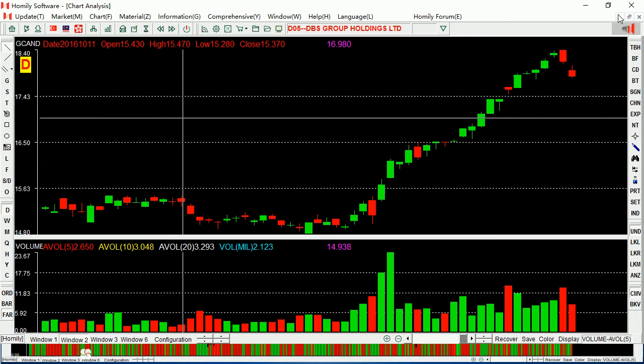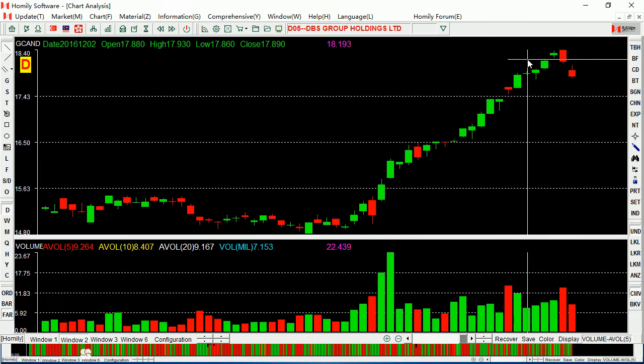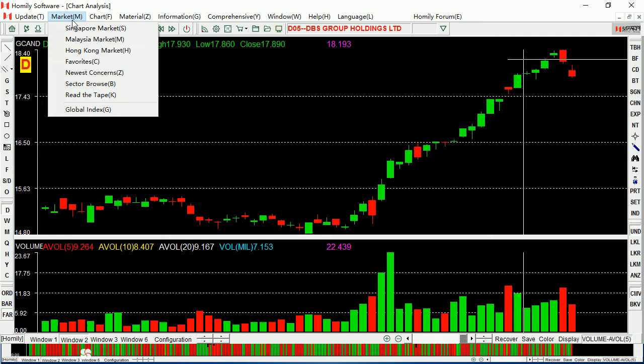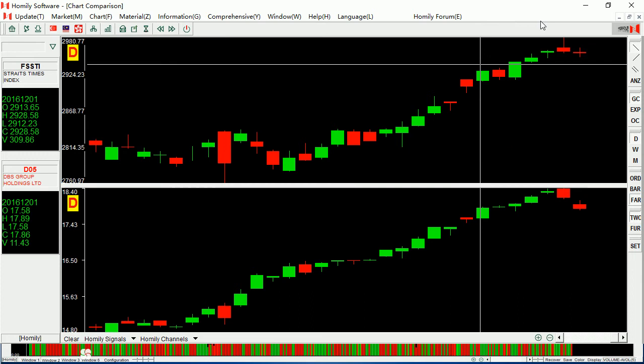Okay, then we can see this one. This is DBS, the blue chips, right? Does the trend follow the market or not? Let's click the market chart comparison, so you should know whether this stock is good or not. Okay, then we can see this is the market and this is the stock.